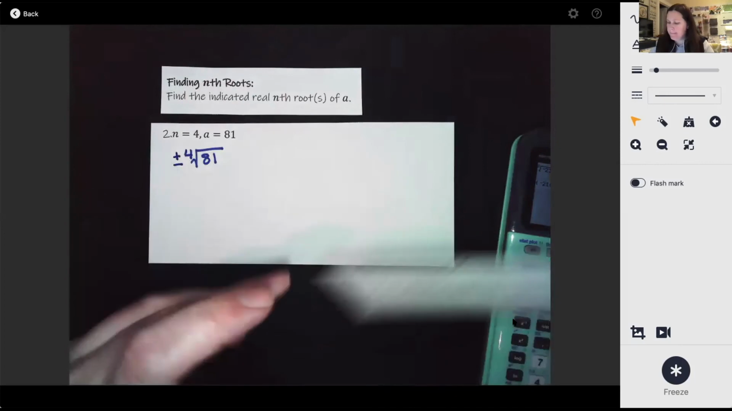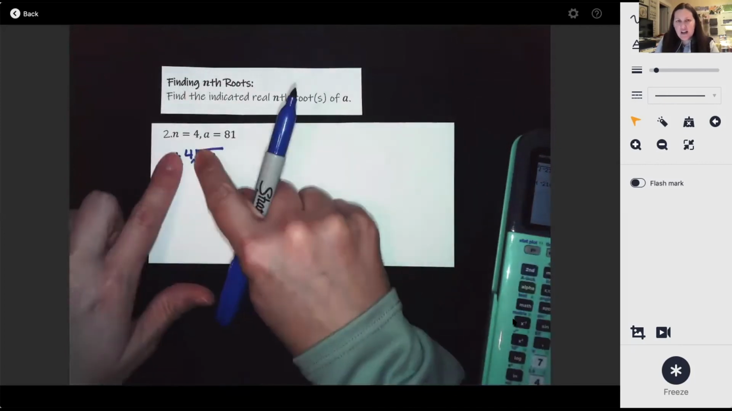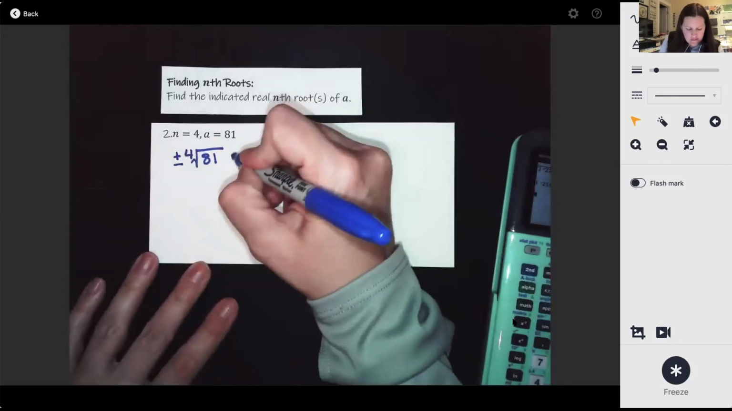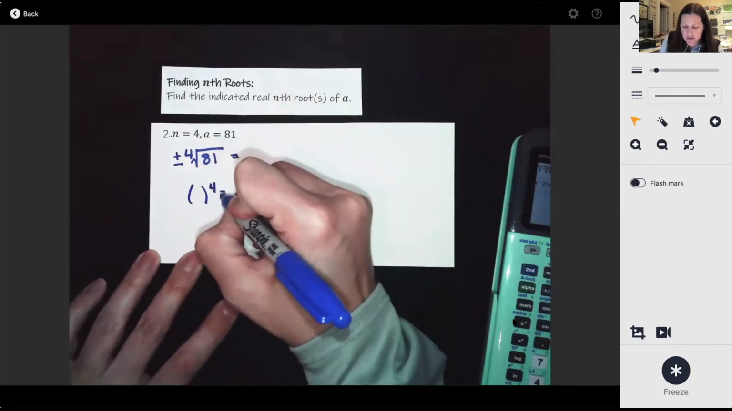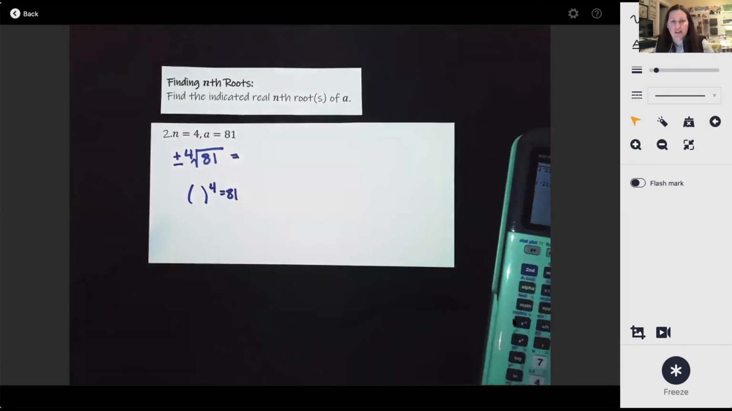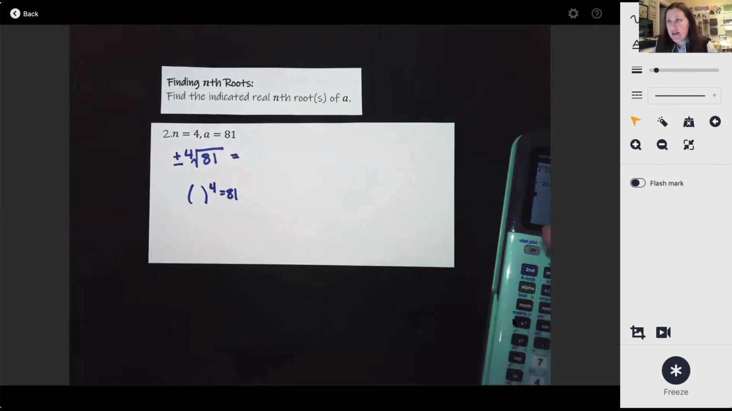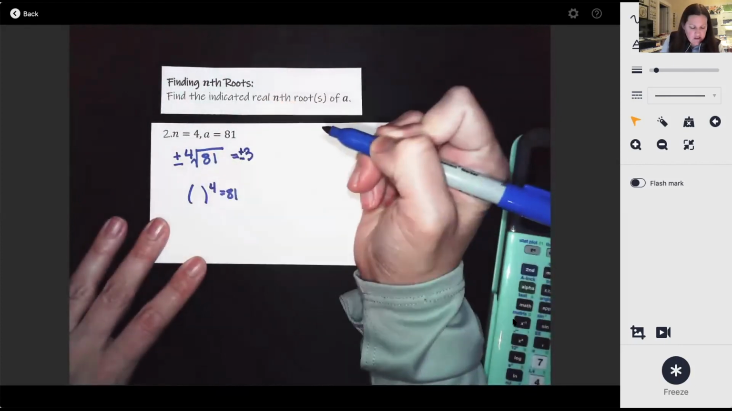So what times itself 4 times, because if I take it to the 4th power, it would equal 81? Something to the 4th power equals 81. If you can do that in your head, that's great. I know the square root of 81 is 9, and then I can take the square root of 9 and get 3. Those 2 square roots together make 4 roots. So I know my answer should be plus and minus 3.